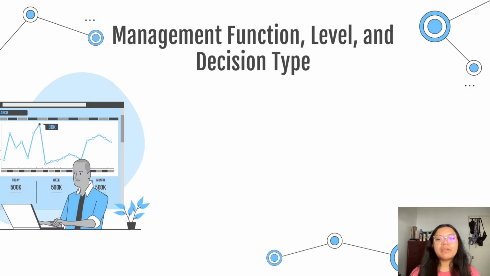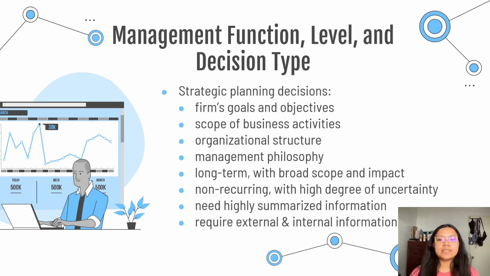Talking about the top level management, which makes the strategic planning decisions. Here, the top level managers set the firm's goals and objectives, scope of the business activities, organizational structure, and management philosophy. And in the strategic planning decisions, they also have the following characteristics. They have long-term time frames because they deal with the future. Managers making strategic decisions require information to support forecasting. They are also broad in scope and have profound impact on the firm because once made, the strategic decisions permanently affect the organization at all levels.